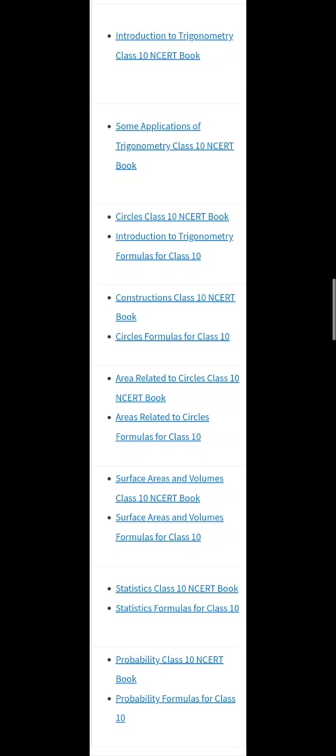Then we go with surface areas and volumes, meaning the surface area of a circle, of a cone, of a prism, and we are going to study all these topics here. The last two topics are statistics and probability. These are the topics for 10th class, and this is the total syllabus for 6th, 7th, 8th, 9th and 10th class mathematics.